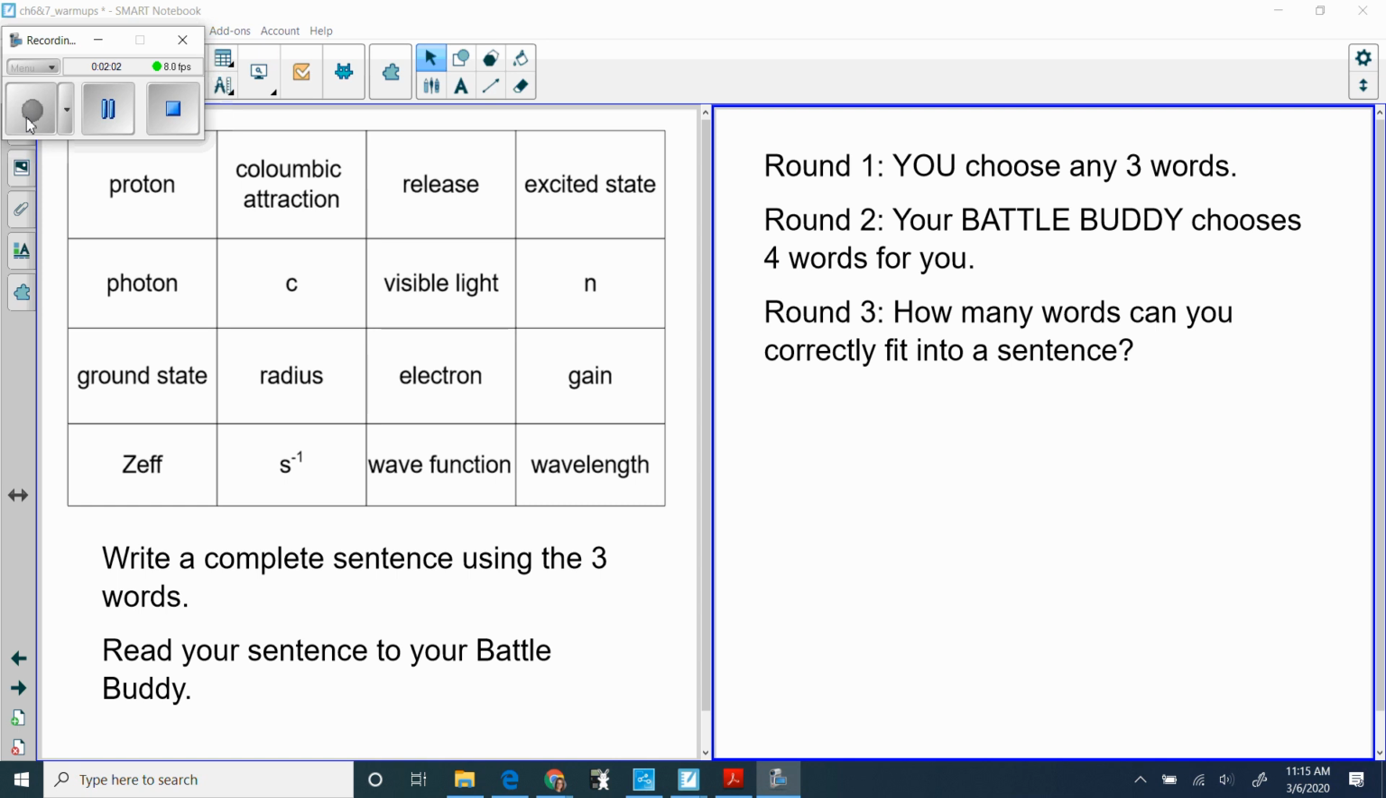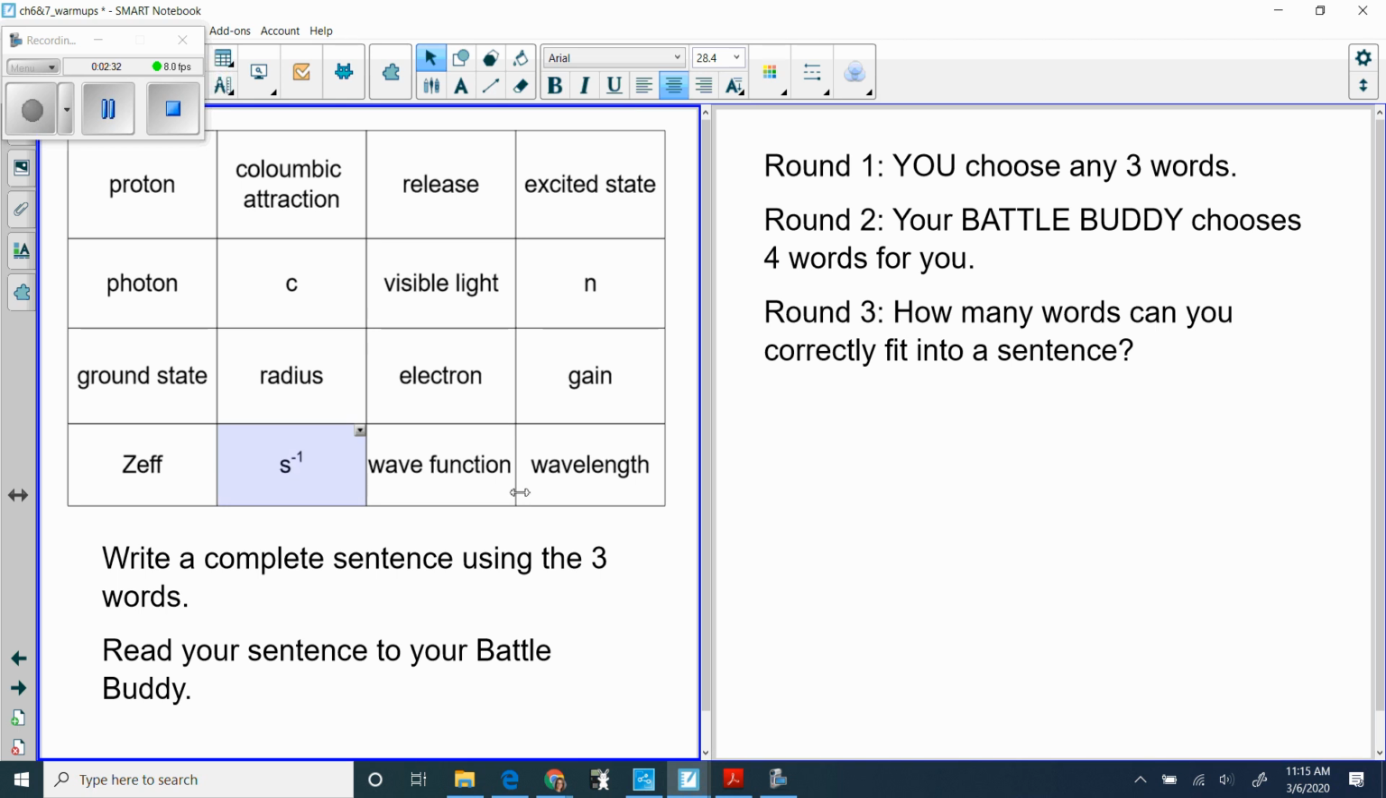s^-1 is a unit. What's it a unit for? Frequency. Okay, so what's your sentence? To find frequency, you do the speed of light, c, divided by wavelength, equals s^-1, which is the unit for frequency.